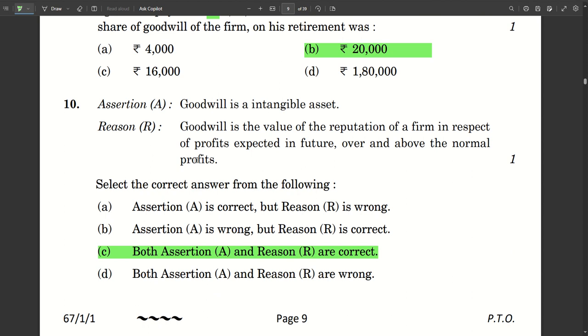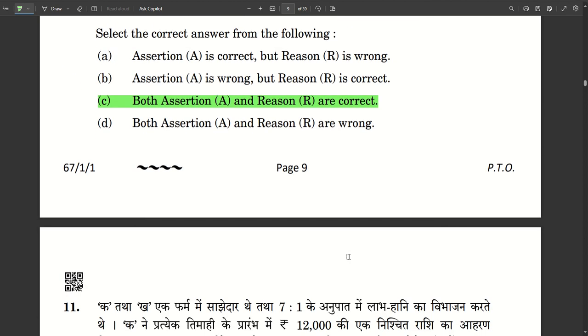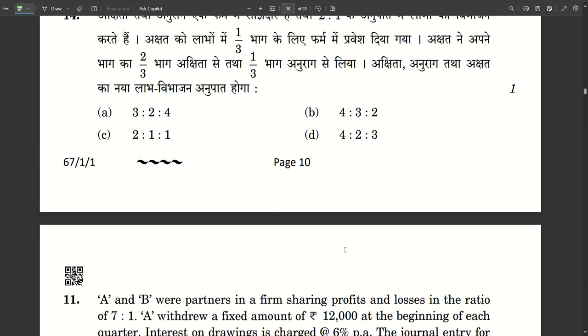All right. Next one. Assertion and reason. Goodwill is an intangible asset, which is correct, and goodwill is the value of the reputation of the firm in respect of the profits expected in the future over and above the normal profit. That is also correct. So, option C, both the assertion and the reason are correct. Let's move on to the next one.